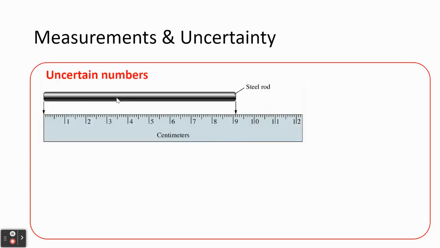Now, when we make measurements, we're going to have what are called uncertain numbers. So if we have a steel rod and we want to measure the length of that steel rod with a ruler, we would see that the length is somewhere between 9.1 and 9.2 centimeters. So we would record that value as 9.12 centimeters. The 9.1 are the certain digits. The 2 is the uncertain digit or the estimated digit, which tells us where between 9.1 and 9.2 that length would be.